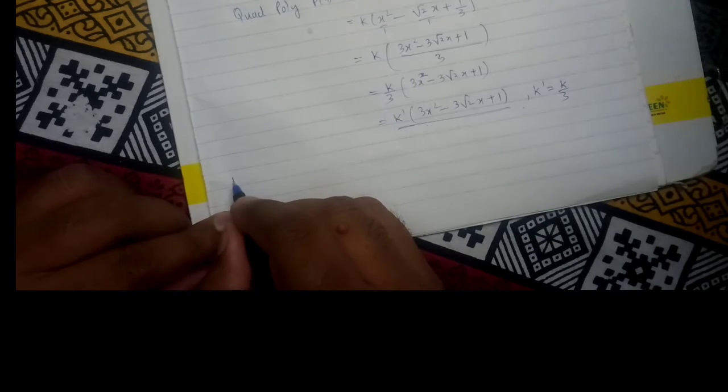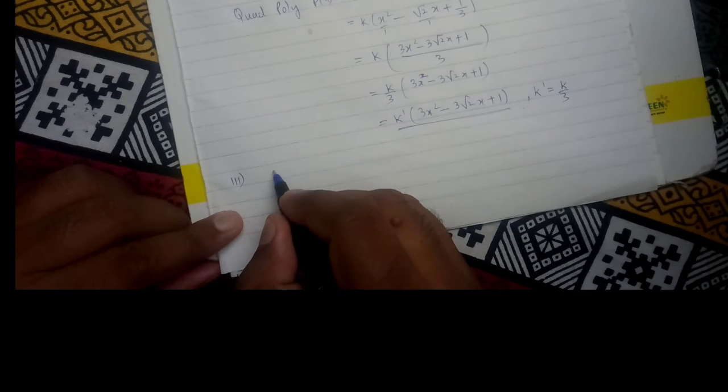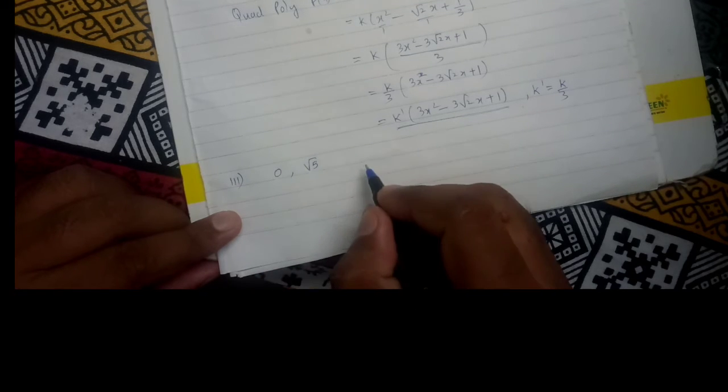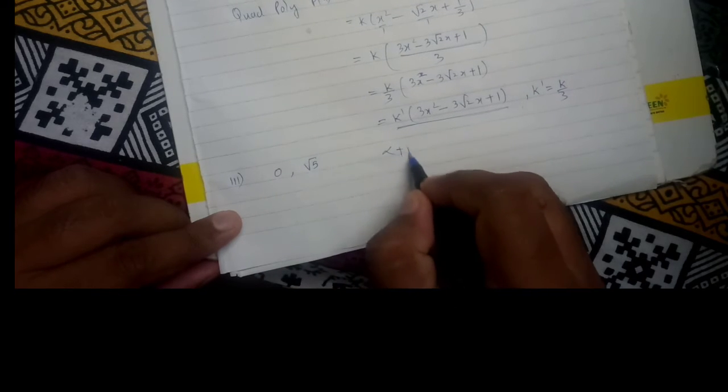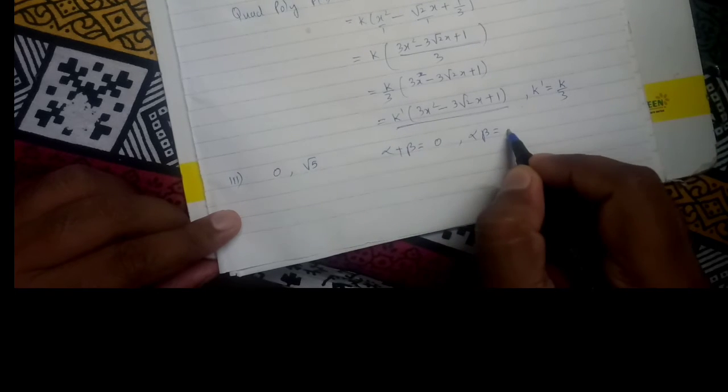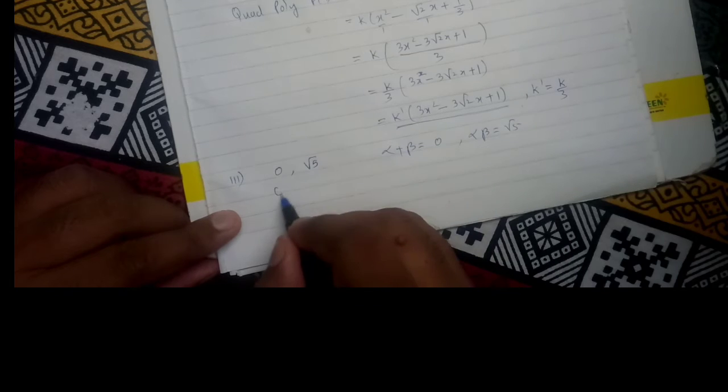Similarly, if I take the third one, what is given? The first number is 0, and the second number is given as root 5. What this implies here is that alpha plus beta is nothing but 0, and alpha into beta is nothing but root 5.